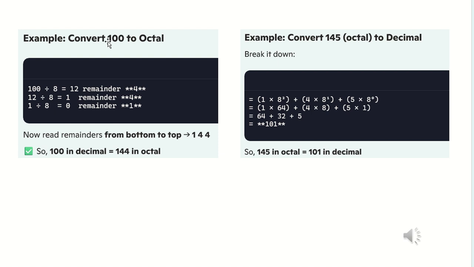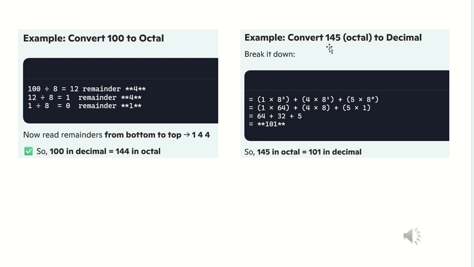Next, we are converting the given decimal number to octal. For that, we have to divide the given decimal number by 8. Since we are converting it to octal, we divide it by 8, and then we note down the remainder values, and then we write the remainder values from bottom to top.